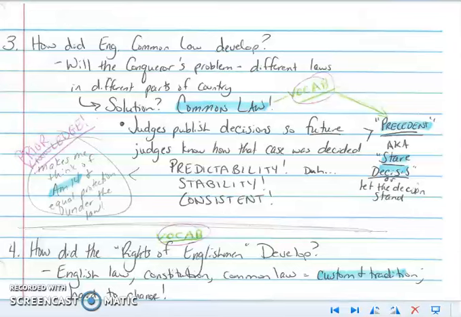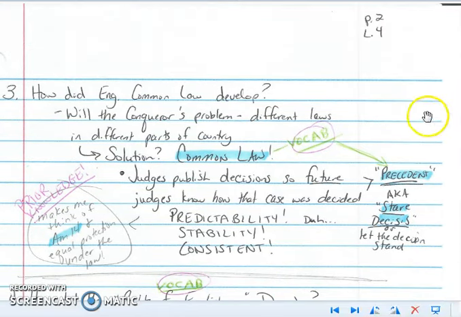So how this translates on my notes, let me scroll up a little bit. This is page 2 for lesson 4. How did English common law develop? Same question that I put on my notes, and here's Will the Conqueror's problem, and notice I've abbreviated it now to Will, I guess because I know him so well by now. Different laws in different parts of the country. That's his problem. His solution, again that's cause and effect, causation, is going to be common law. And that relates to precedent, also known as, AKA, stare decisis, or let the decision stand.